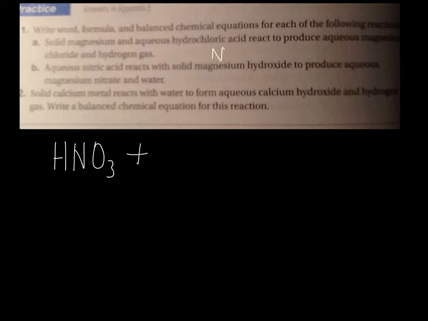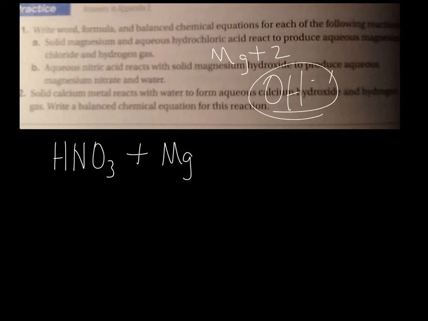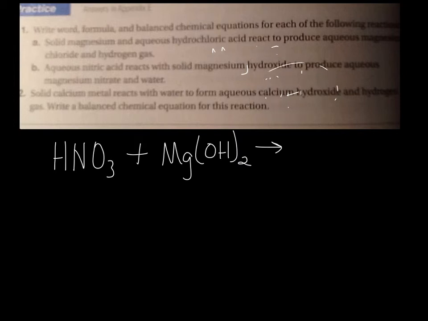Magnesium is +2, hydroxide is OH, and it's -1, so we're going to need 2 of these with every 1 magnesium. So we need to put parentheses around that OH because that's a polyatomic, and you'll have 2 of it. And then we'll have our arrow. And from here we need to look what we have. It's going to produce aqueous magnesium nitrate and water.